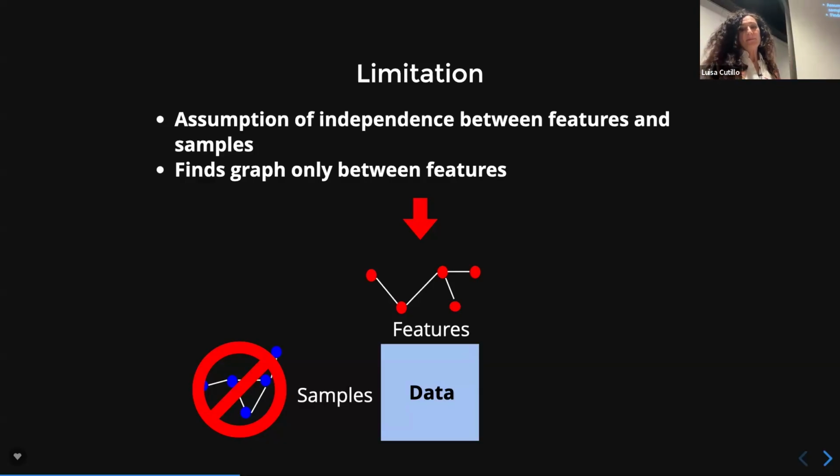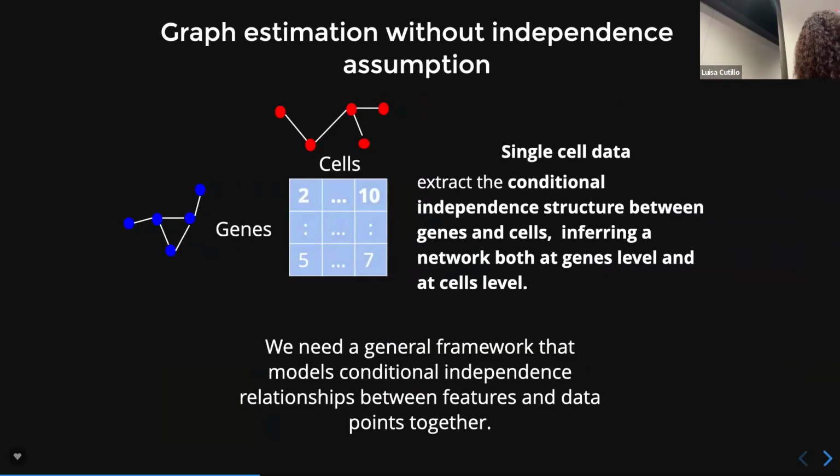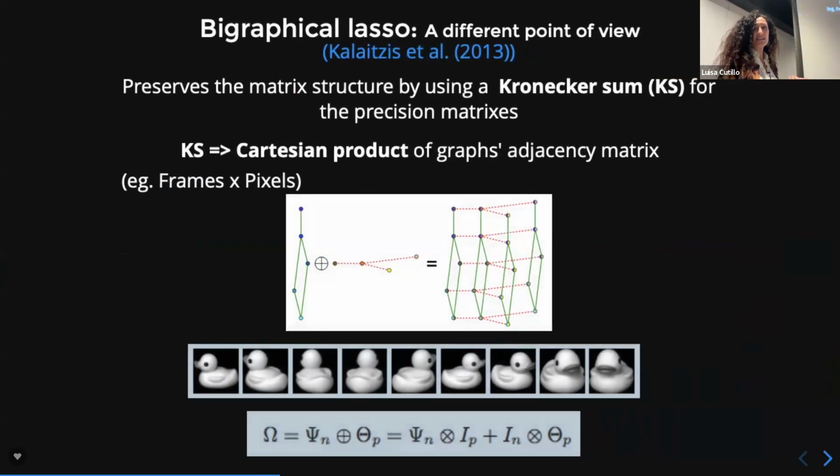So in order to overcome these limitations, we need to identify a general framework that will model this conditional independence relationship. It's an initial step, it's the conditional independence. So it's not independence, but conditional independence between features and data points together, so that I can actually end up with two network estimations along the two axes, in this example, cells and genes. Okay, and there are such frameworks indeed.